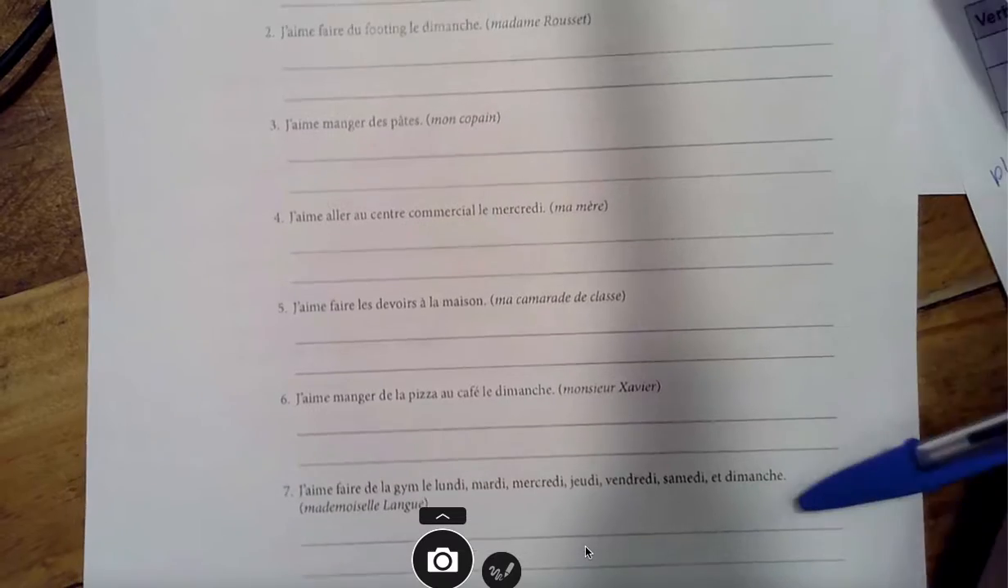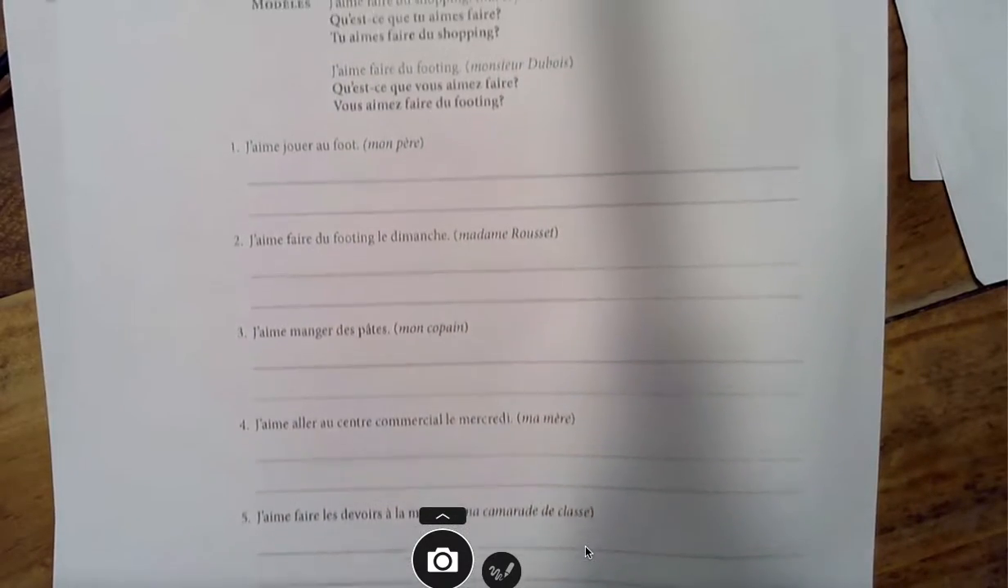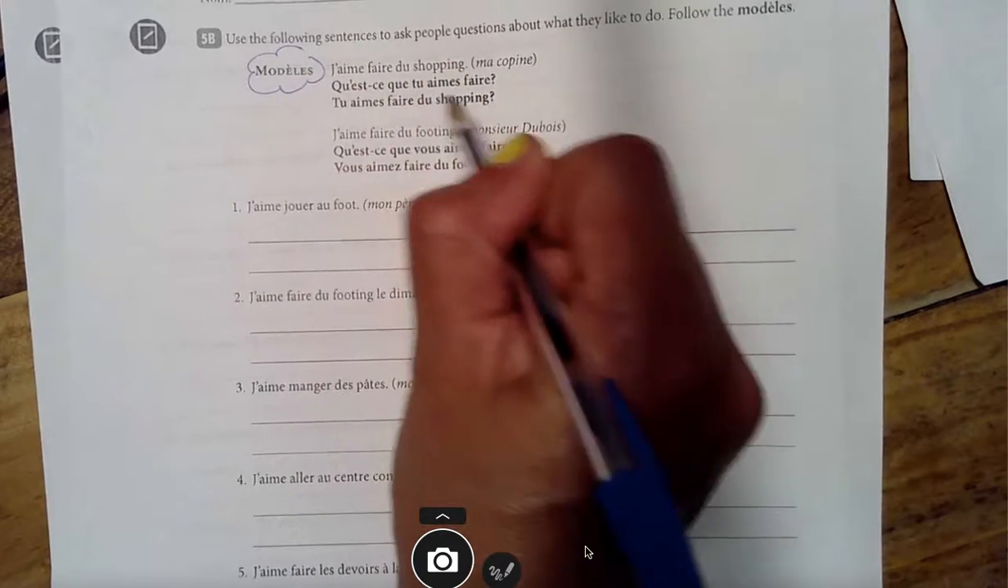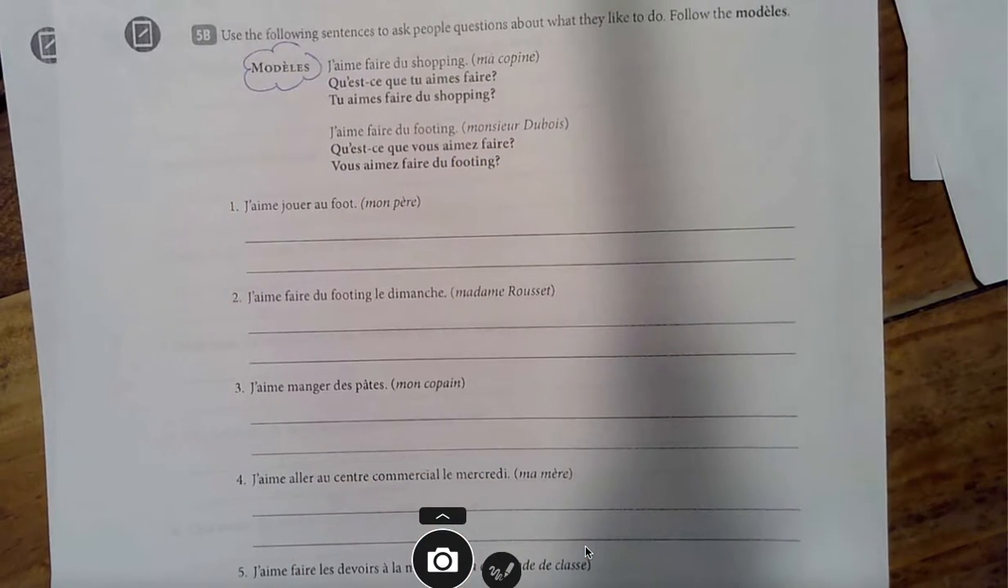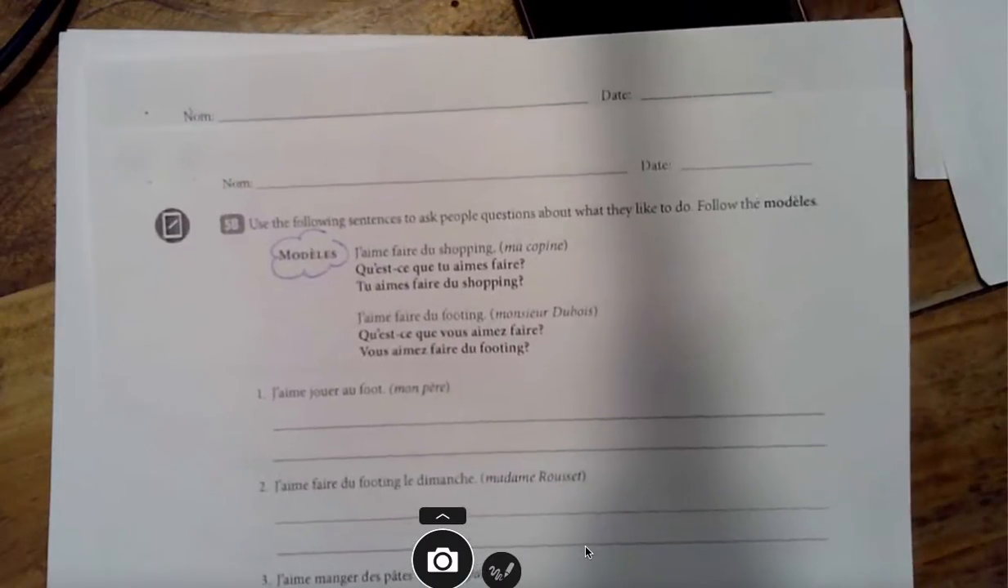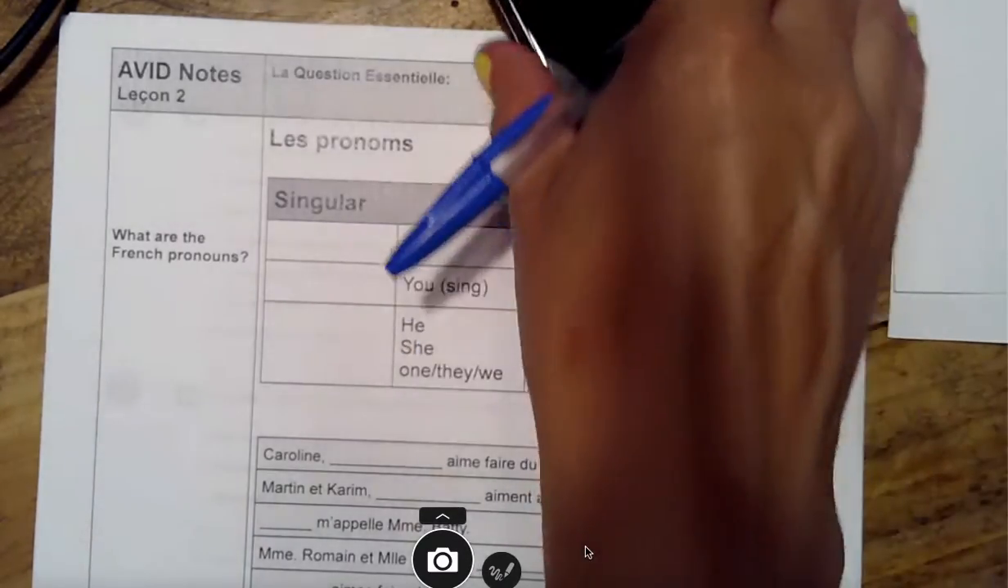Okay, what you're going to do is you're going to practice. All right, here's some modèles, some examples right here. If you get confused, ask Papa, he can help you. Okay, so look at your slideshow to see what you need to do. I don't remember if I told you to do both of these or just one. Okay? All right, bonne chance.